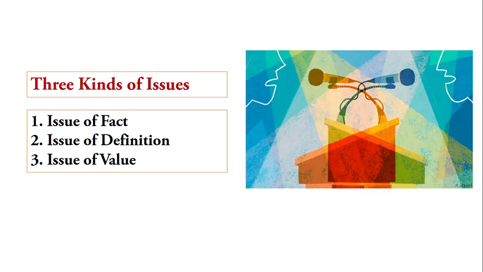And there are three kinds of issues. We have the issue of fact, the issue of definition, and the issue of value. What does it mean? It means that it is not enough for you to simply establish a claim or an argument about the matter. It is important that you know the nature of the matter, you know the nature of the problem at hand, so that at the same time you could construct very well your arguments following the different kinds of issues.